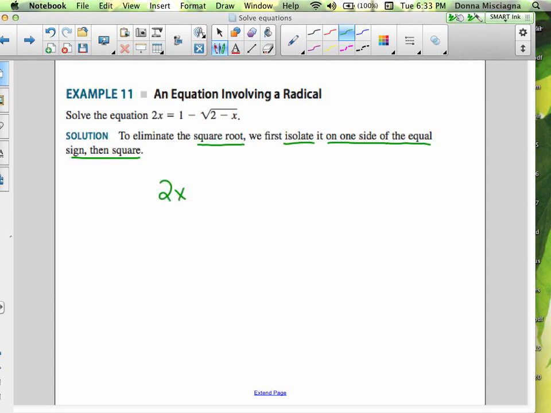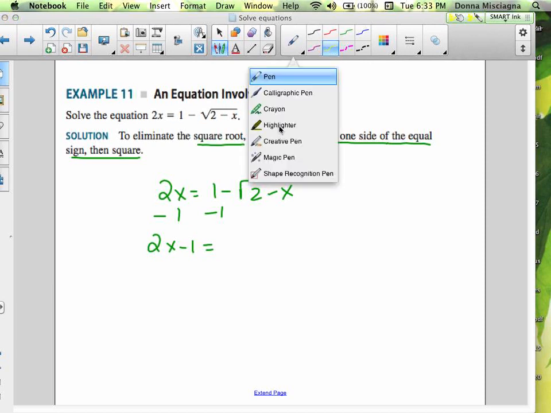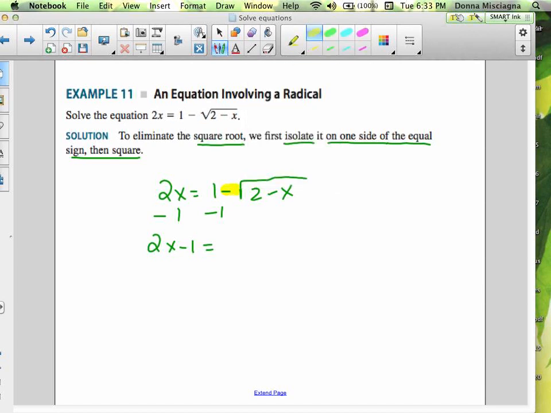So we have 2x equals 1 minus the square root of 2 minus x. Before we do anything else, let's subtract 1. So that's going to give us 2x minus 1 equals, careful, there is a negative sign right here. Point that out. So make sure that you get rid of that as well. So we have negative square root of 2 minus x. How do we get rid of the negative? Well, of course, we divide by negative.